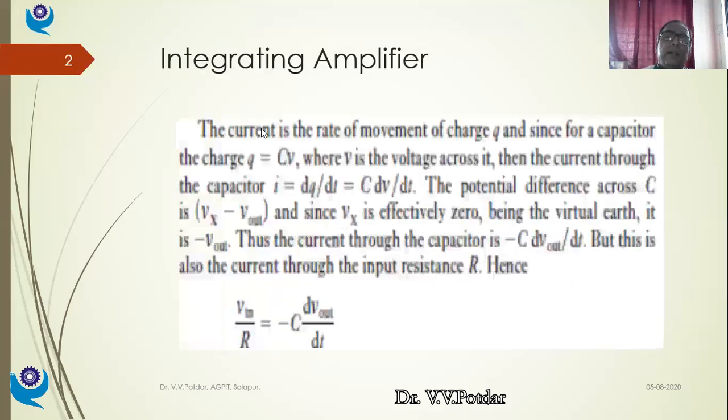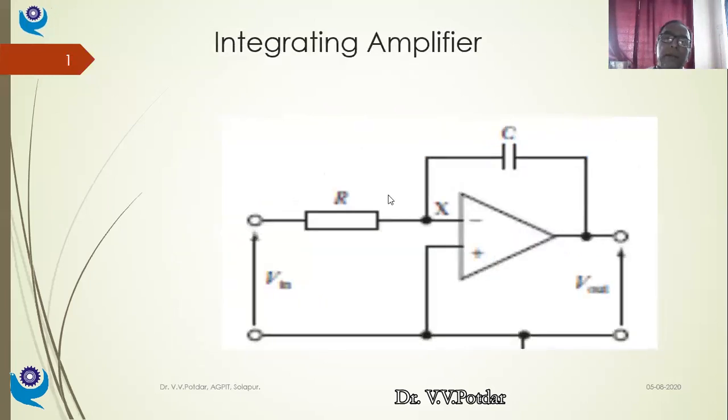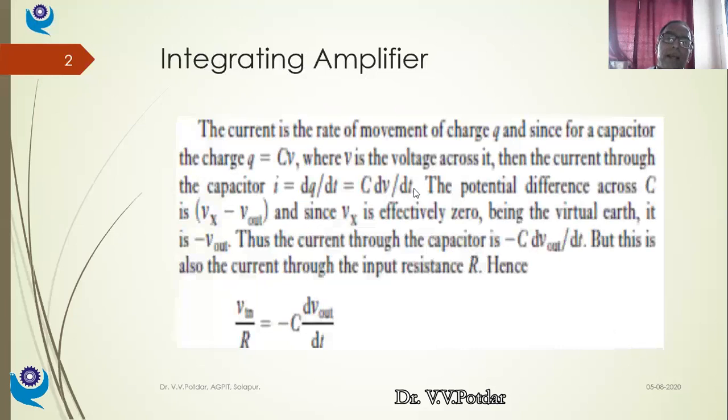So listen, the current is the rate of movement of charge Q, and since for a capacitor the charge Q is equal to C into V, where V is the voltage across it, then for the capacitor I is equal to dQ by dt is equal to C into dV by dt. Now V in our case is V out, so I is C into dV out by dt.